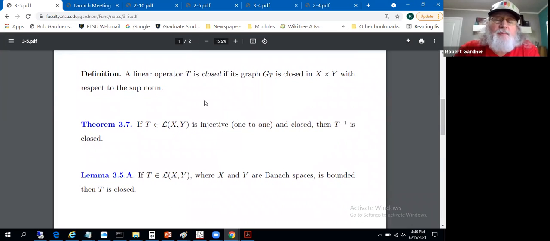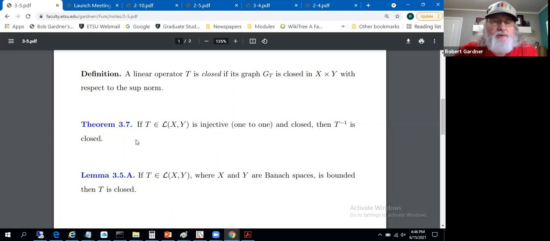So a linear operator T is defined to be closed if its graph, G of T, is closed in the Cartesian product X times Y, where we take the sup norm ideas just introduced. So closed linear operator means topologically closed graph, topologically closed in this Cartesian product.